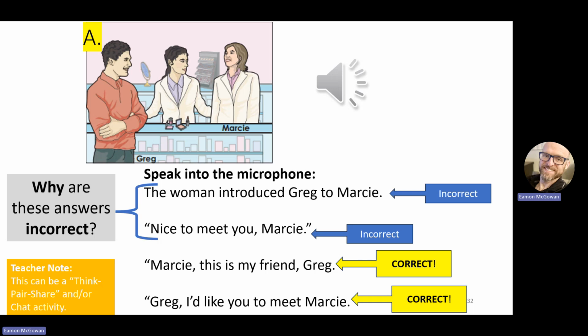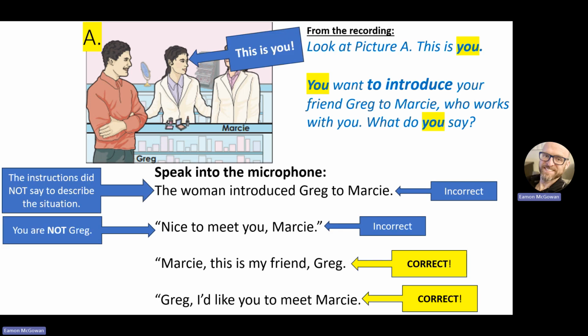Again, show the students some incorrect answers, show them some correct ones, and ask them, why are those first two incorrect? Walk them through it, right? The instructions did not ask you to describe the situation. Nice to meet you, Marcy. That's something that Greg says. You're not Greg, right? You are the woman in the middle.